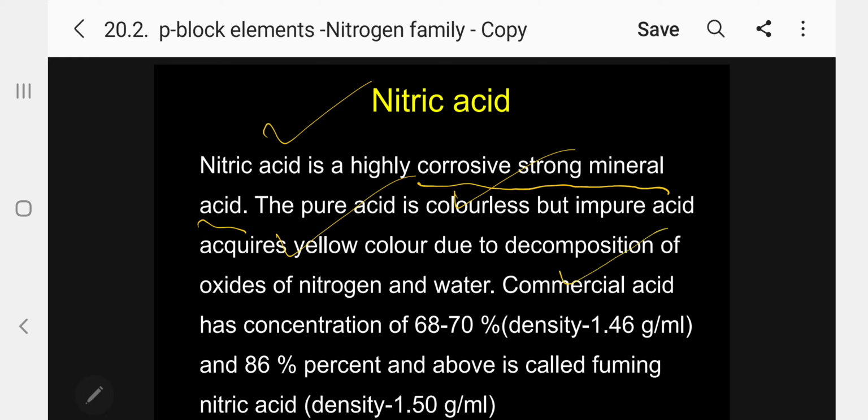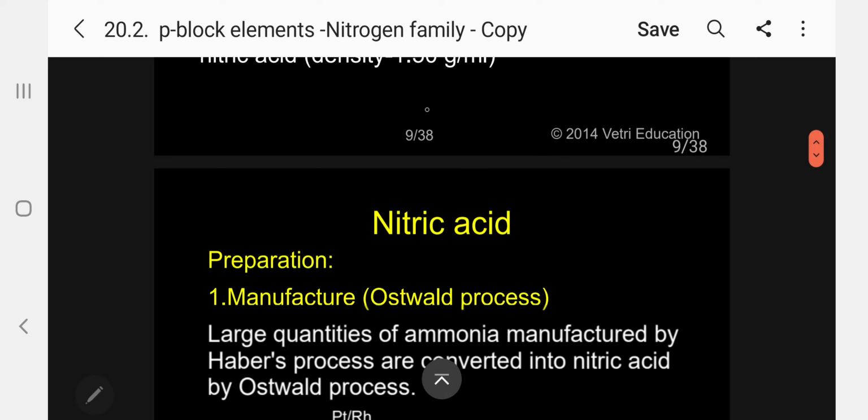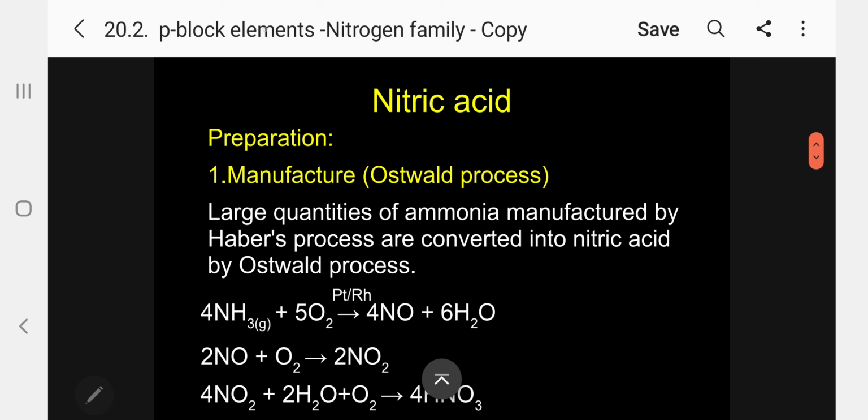Commercial acid has a concentration of 68 to 78%, density 1.46 gram per ml, and 86% and above is called fuming nitric acid. The density is 1.5 gram per ml. So normally, if you want strong nitration, we use fuming nitric acid, especially in organic chemistry. Kindly follow. So let me come to the first, preparation.